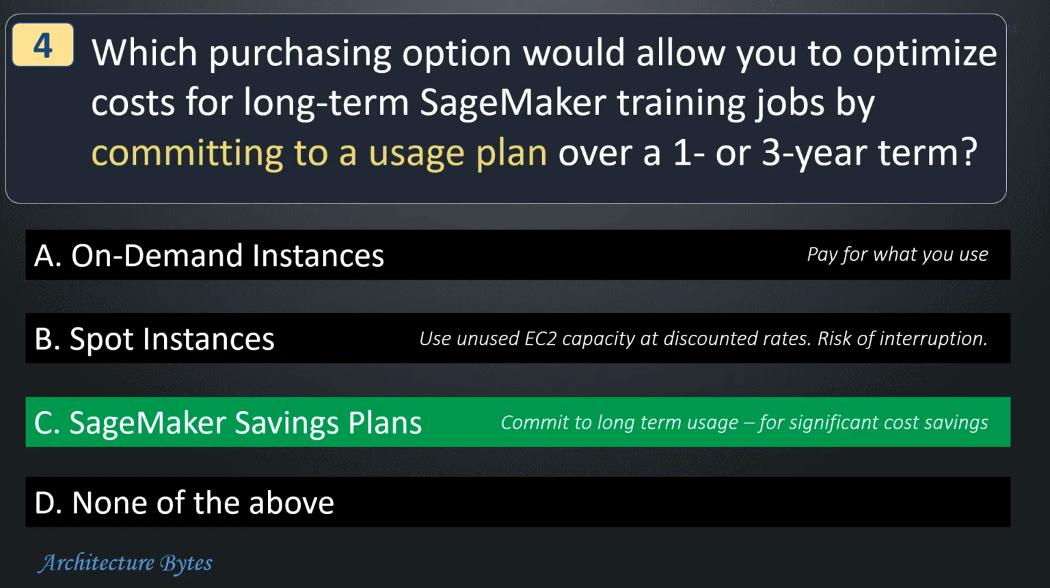It allows you to commit to consistent usage over 1 or 3 years, offering significant cost savings for long-term machine learning workloads. On-demand instances are more flexible but cost more without long-term commitment. It allows you to pay for compute resources you use. SageMaker also supports training jobs using managed spot training, where you can leverage spot instances, that is unused EC2 capacity, at a discounted rate. This helps reduce costs, though there is a risk of interruption.